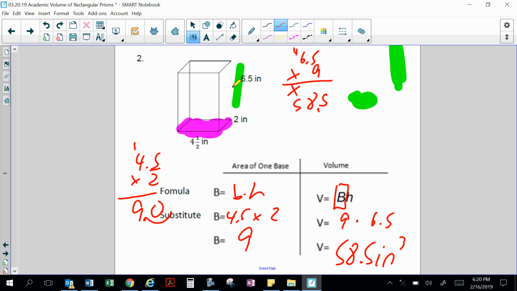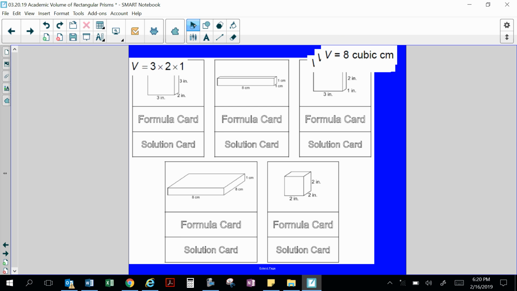Tomorrow, in the next lesson, we're going to be learning what if you know the volume and you're missing the height? Could you still find the height from that? If you know the area of this and you know the volume, how can you find the height? So let's practice some practice questions.